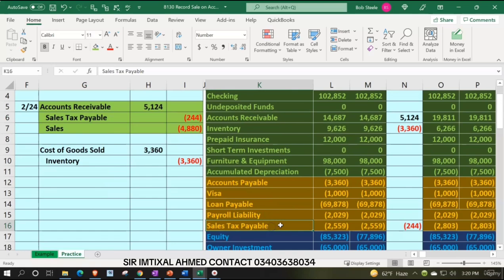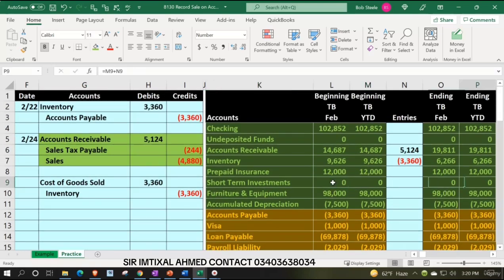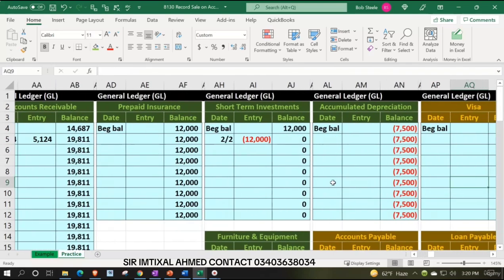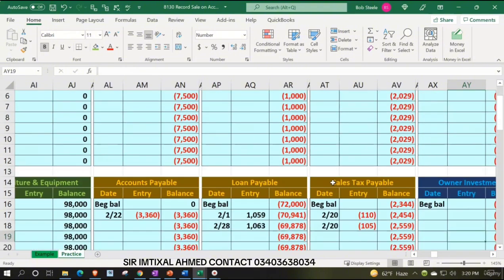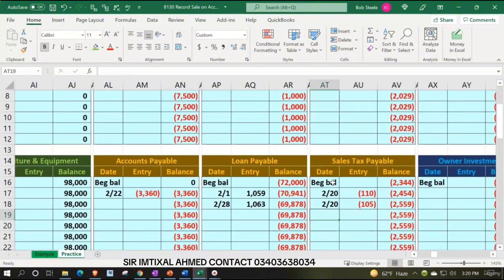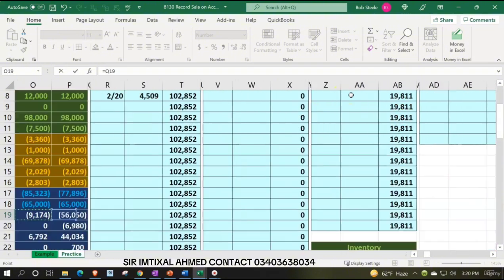We got the sales tax payable. That's the last liability account, so we're going to go assets and then liabilities. Last liability is the sales tax payable. Sales tax payable 224. We're in cell AU 19. Okay, AU 19 equals left to the wall.